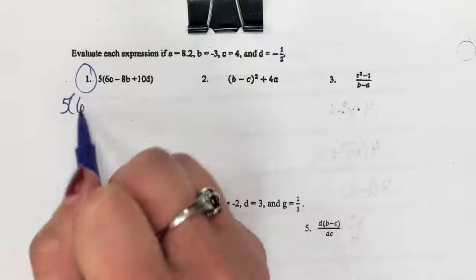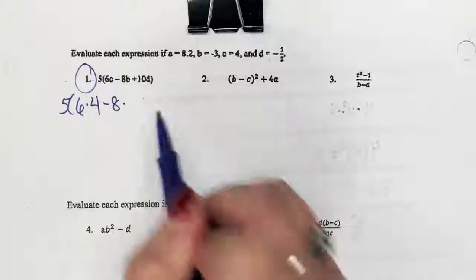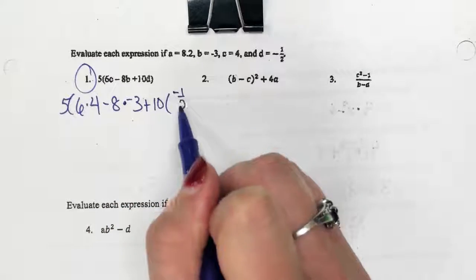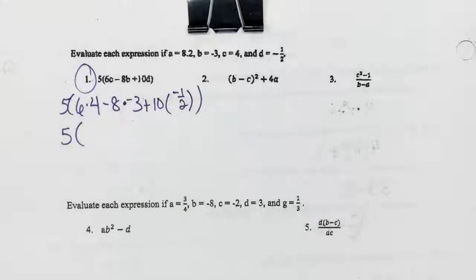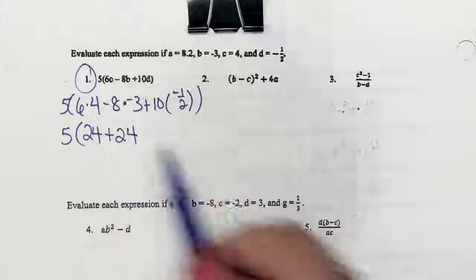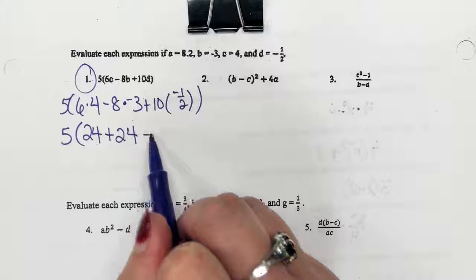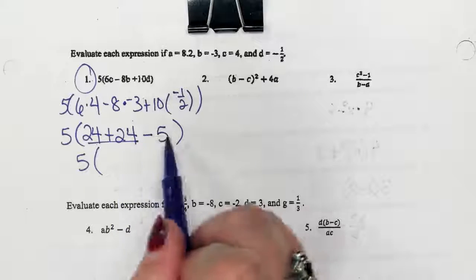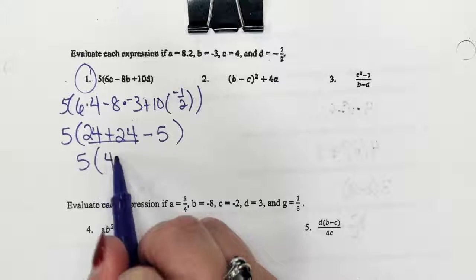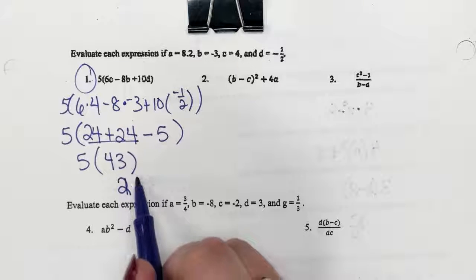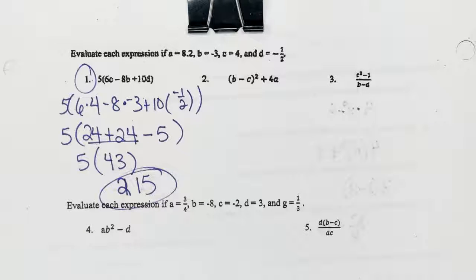Jesse, you good on that one? Okay. All right, let's see. So this one's just long is all. 6 times 4, -8 times -3, 10 times -1/2. All right, what's 6 times 4? Go. 24. What's -8 times -3? 24. What's 10 times -1/2? -5. There you go. 24 plus 24 is how much? 48. What's 48 minus 5? Go. 43. There we go. Anybody need 2 or 4?